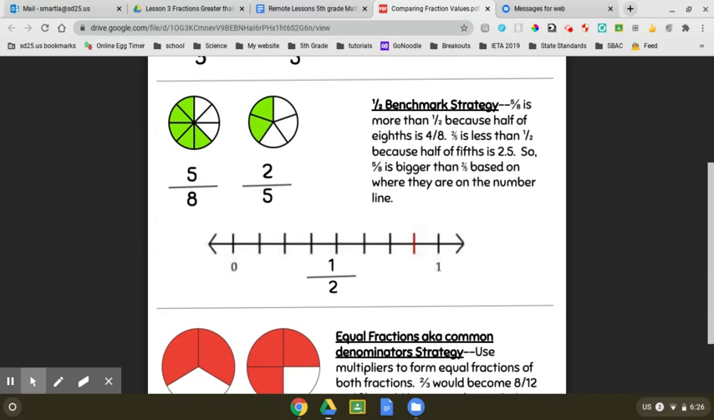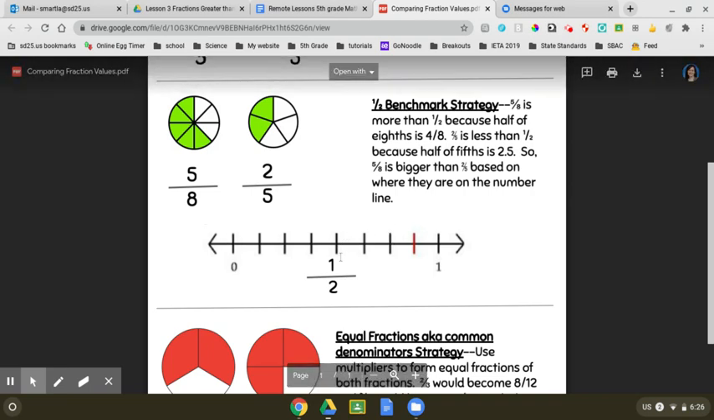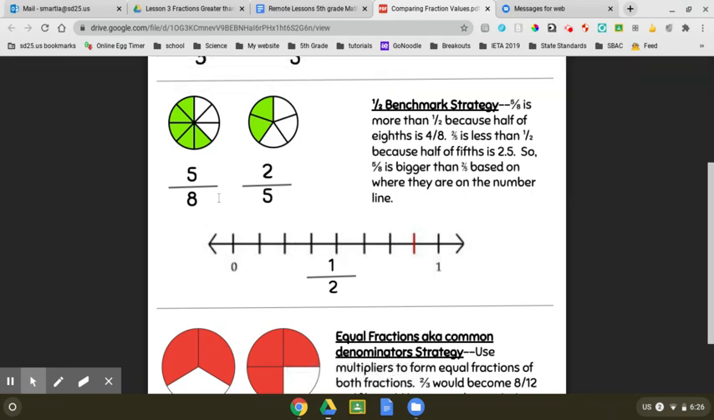Using a half as a benchmark means that, like on a number line, half is right here in the middle. Well, if I were to put 5/8 on the number line, it would end up right here. It would be larger than 1/2. And if I were to put 2/5 on a number line, it would end up about here-ish. Slightly smaller than 1/2.